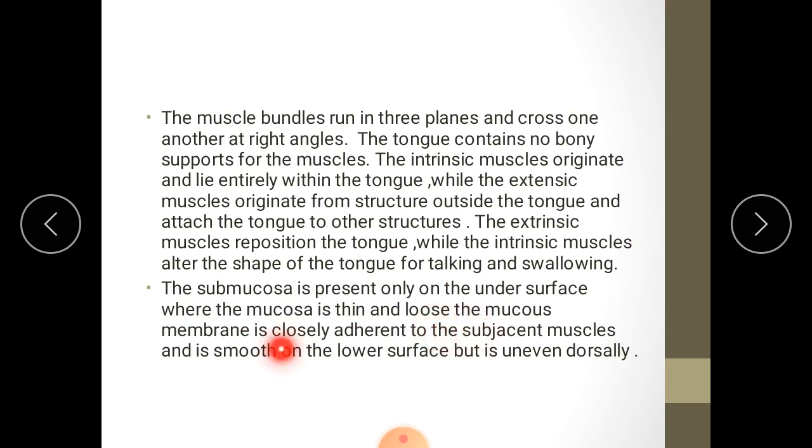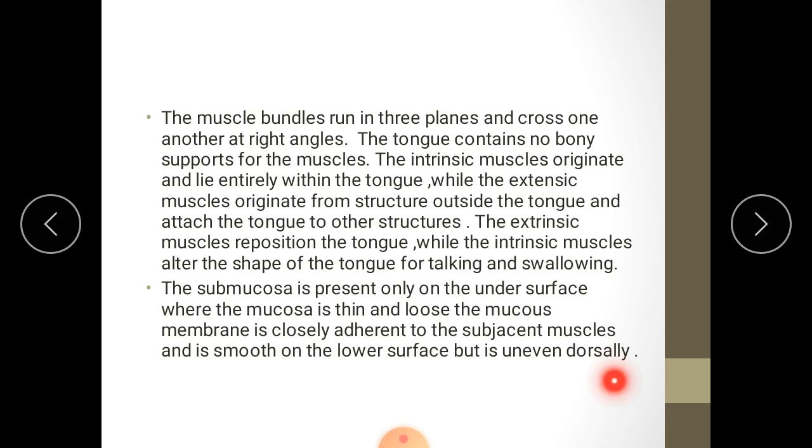The mucous membrane is closely adherent to the subjacent muscles, meaning the mucosa is attached to muscles, and is smooth on the lower surface but is uneven dorsally. The membrane is smooth on the lower surface of the tongue. So if you lift your tongue and observe the lower surface of the tongue, it would be very smooth.